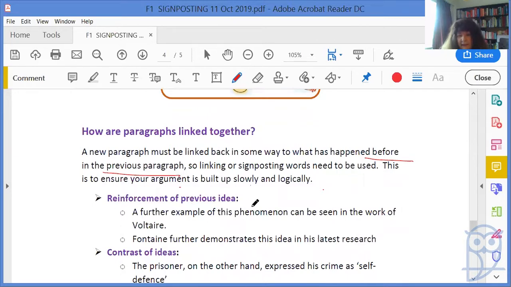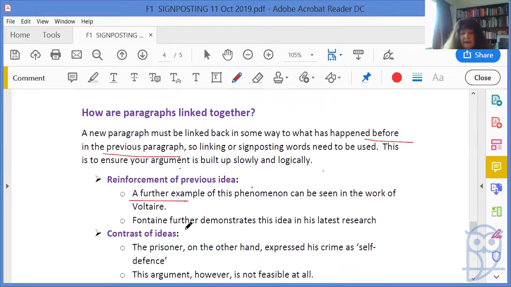Reinforcement of the previous idea: we could use the word further. A further example of this phenomenon can be seen in the work of Voltaire, for example. Another way you can use further: Fontaine further demonstrates this idea in his latest research. Okay, so that's reinforcing the previous idea in the paragraph before.